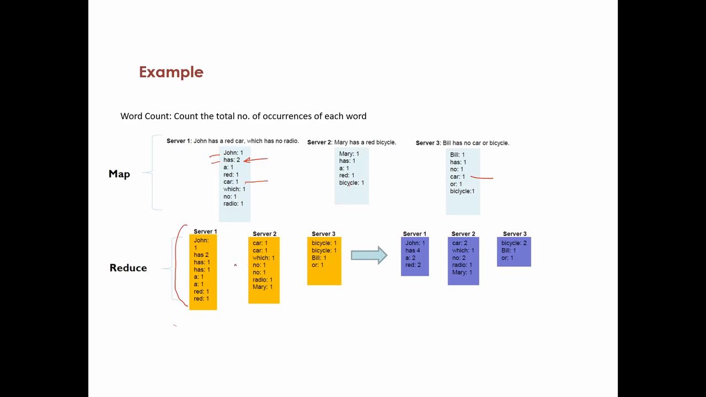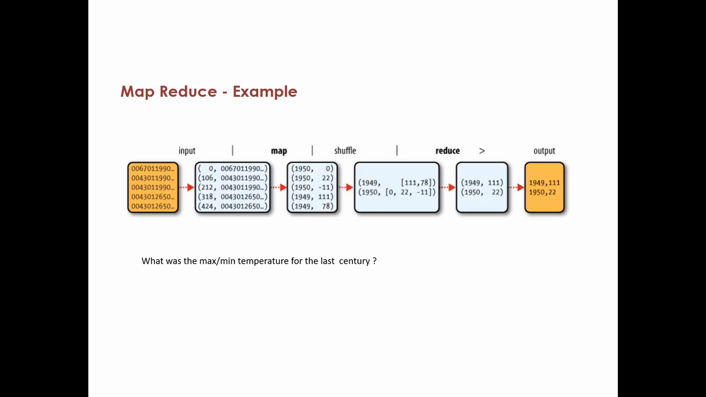And finally, after the reducer has run, all these counts 2, 1, 1 will be added to produce has 4, 2, red 2, car 2, which 1, no 2. So there are 2 records, one from server 1 and another from server 3, and so on. So this will be the reducer output. Note that reducer output is also generated in multiple parts, and there need not be any ordering among these parts.